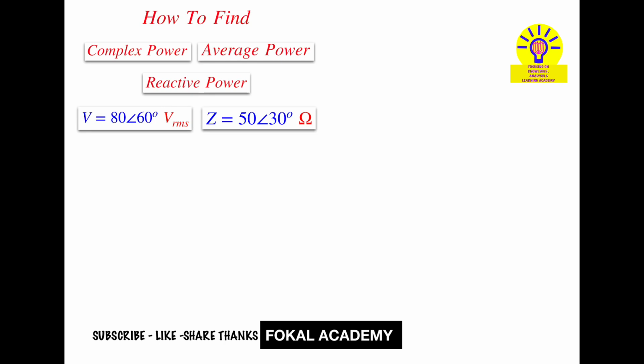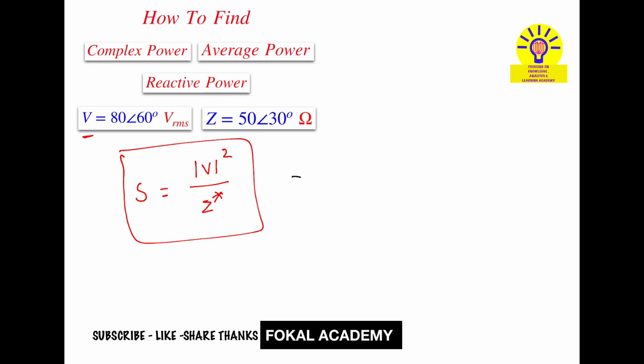So if you know the complex power, we can easily find average power and reactive power. Now how can you find the complex power? From the RMS voltage and impedance given here. Now what is the relation for these three parameters? So we know that the complex power S equals magnitude of voltage whole square upon conjugate of impedance. So this is the standard formula between these three parameters.